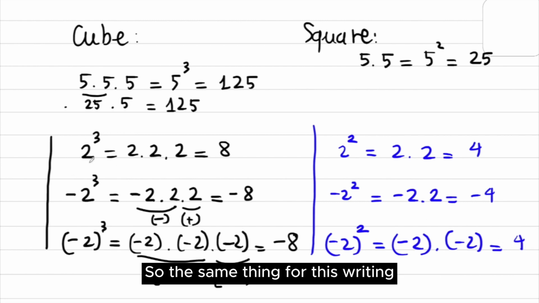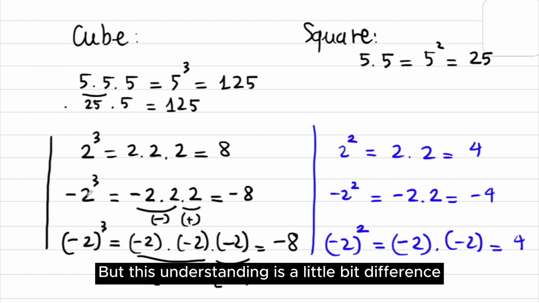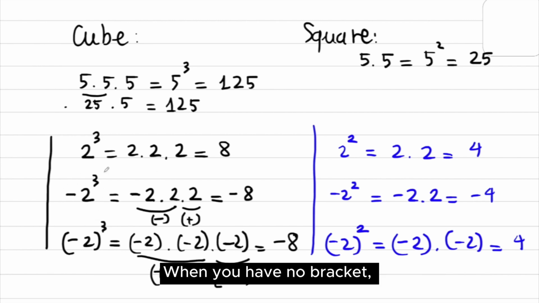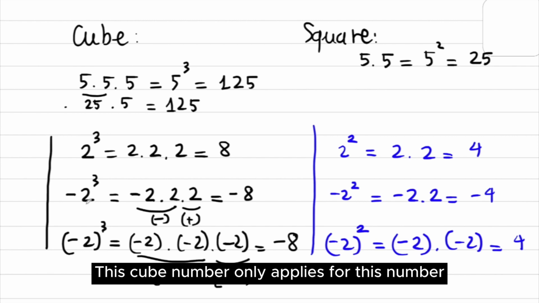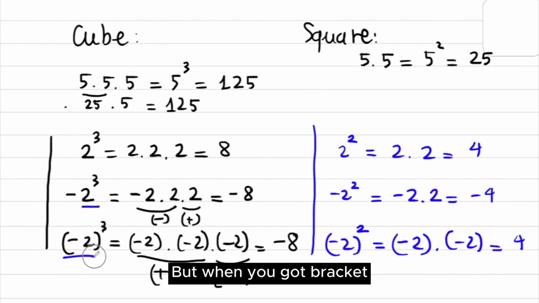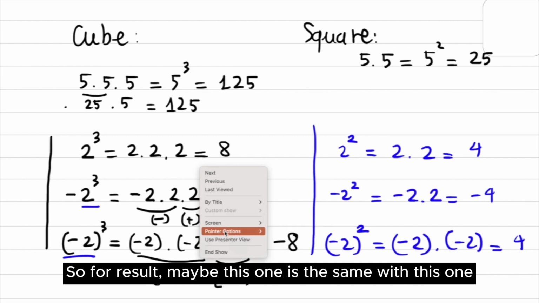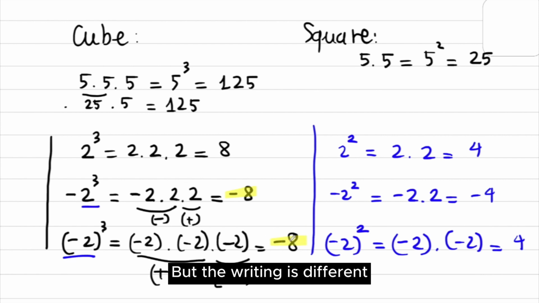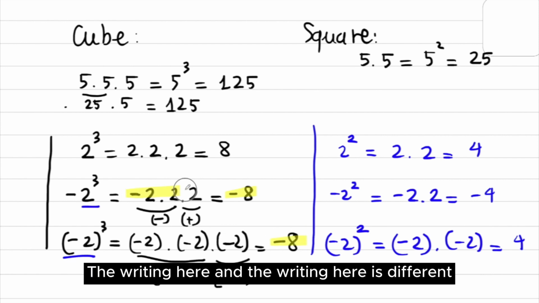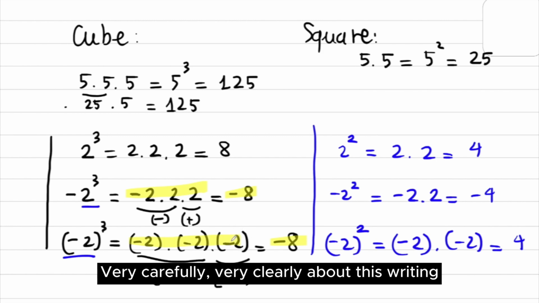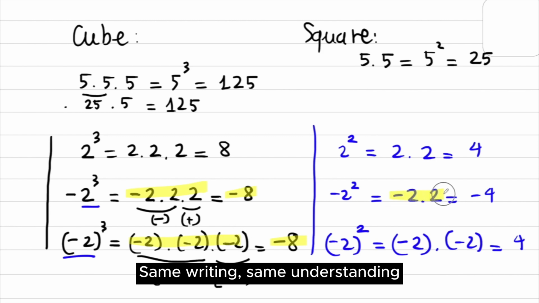So the same thing for this writing, and this understanding is a little bit different. When you have no bracket, this power number only applies to this number, but when you have a bracket, this power number applies to all the numbers inside the bracket. So for the result, maybe this one is the same as this one, but the writing is different. Look very carefully and clearly at this writing. Same writing, same understanding.